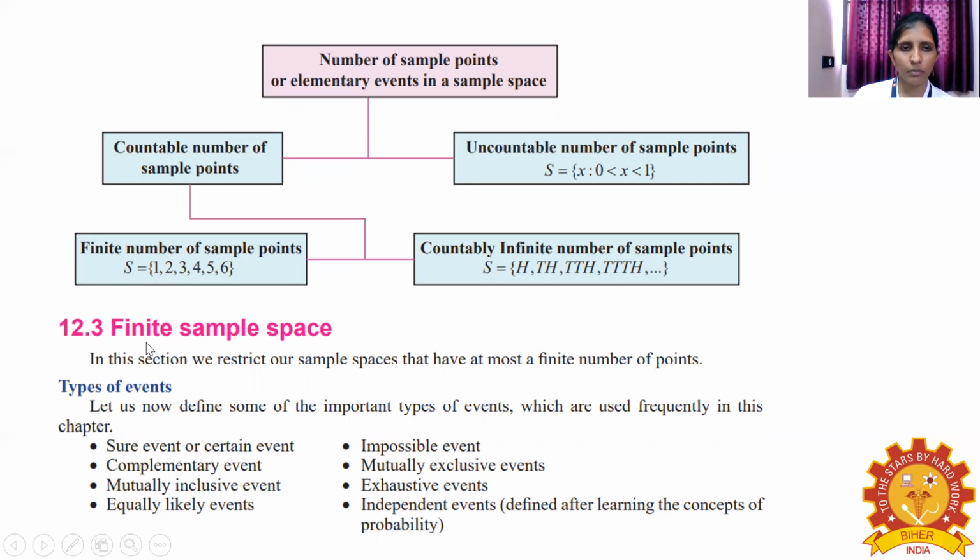Now let's move to a finite sample space, and we'll see certain events associated with it. There are certain types of events like a sure event or certain event, complementary event, mutually exclusive events, equally likely events, impossible event, exhaustive events, and independent events. We'll see these definitions and certain examples related to them.